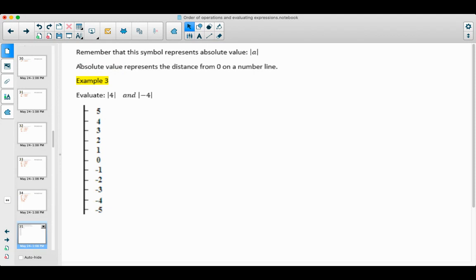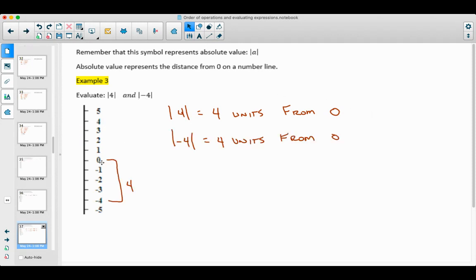So if I look at the absolute value of 4, I'm looking at 4 and how far it is from 0. Okay, so 4 is 4 units from 0. 1, 2, 3, 4. So the absolute value of 4 is 4 because it's 4 units from 0. I do the same thing with a negative 4. That is also 4 units from 0. 1, 2, 3, 4. So the absolute value of negative 4 is also 4 because it's 4 units from 0.